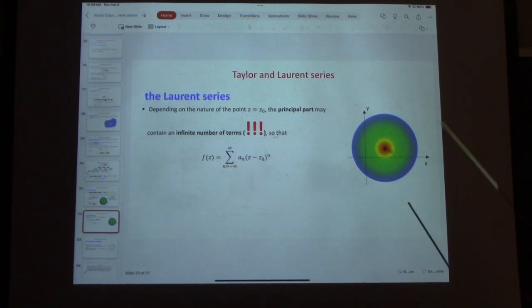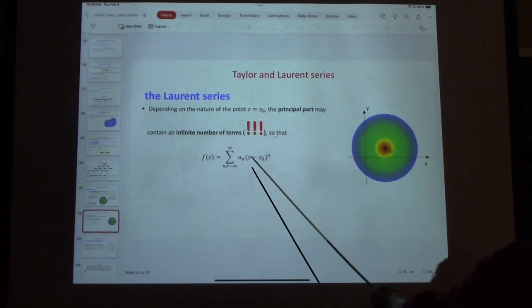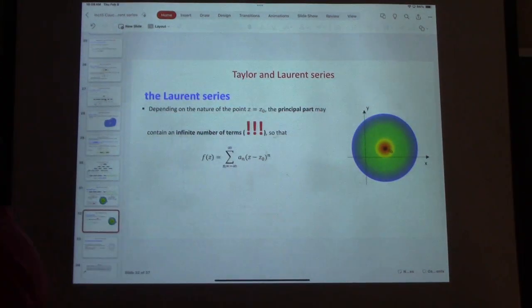Now, if you expand the exponential function of 1 over z, you will find very easily that this whole order goes to infinity. So you will have this situation, okay? That's the essential singularity. So the order of the essential singularity, if you treat it as a pole, is infinite.